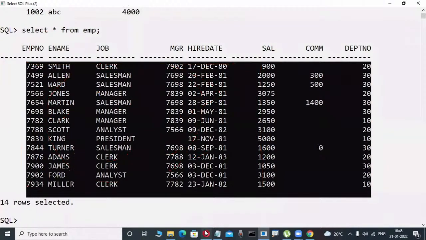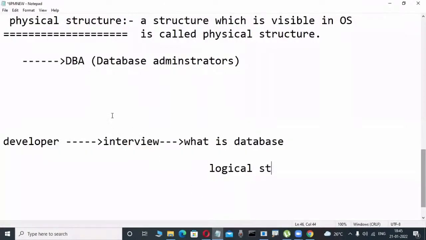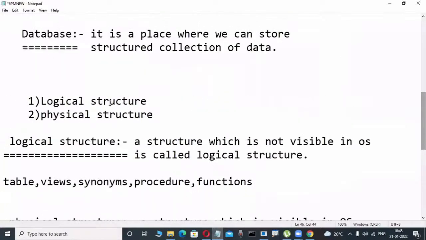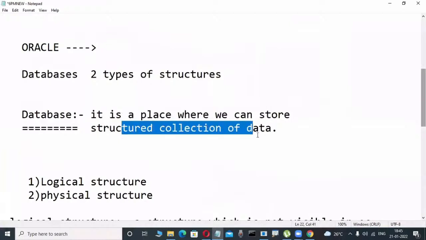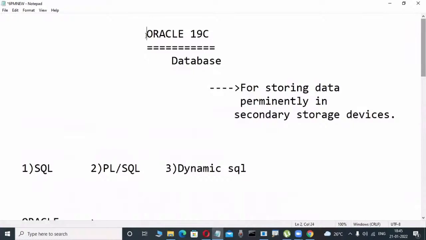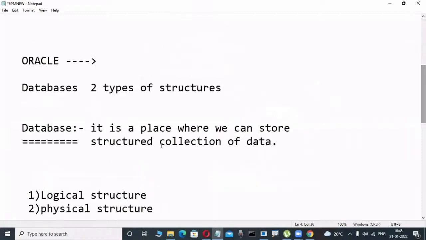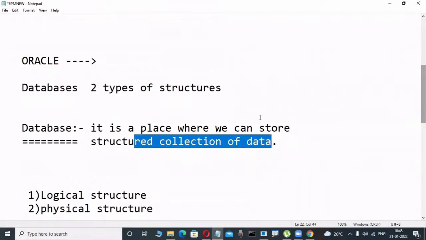That's why, in books or when we type in Google what is a database, two definitions are there. You are observing, but most of the developers write that it is a place where we can store a structured collection of data. Understood? That's why Oracle is a product from Oracle Corporation. In our course we are learning the 19C version only. This is a database product. If anybody asks what is a database, as a developer we say it is a place where we can store a structured collection of data. That is the logical side.